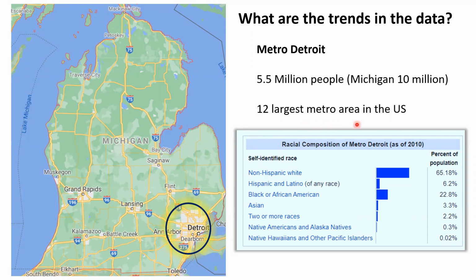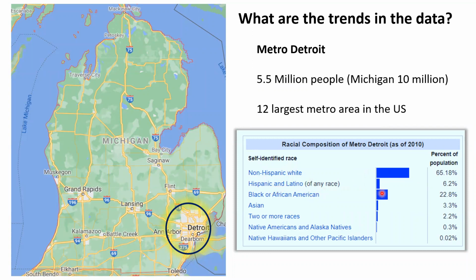It's the 12th largest metropolitan area in the U.S. And Michigan as a whole is not a diverse state. It's about 80% white and about 20% other. But metropolitan Detroit is a really diverse area. And so the white population is about 65%. In case you're wondering, the national average is 66%.